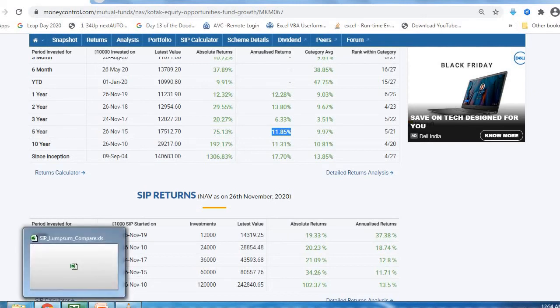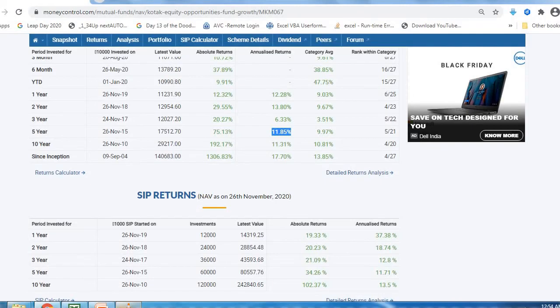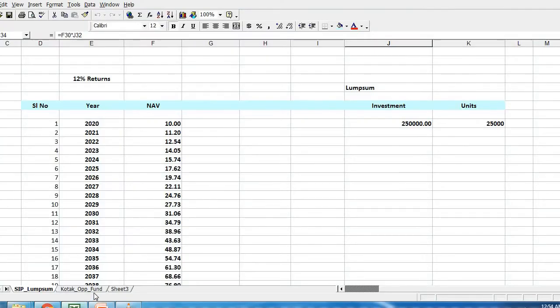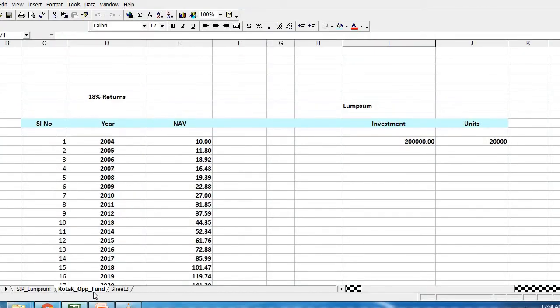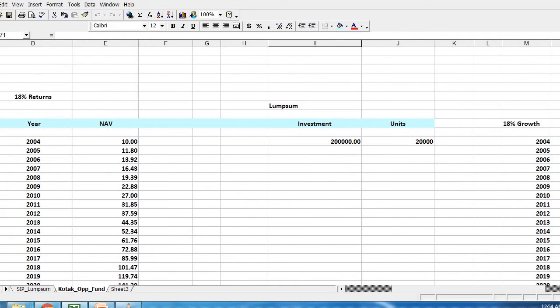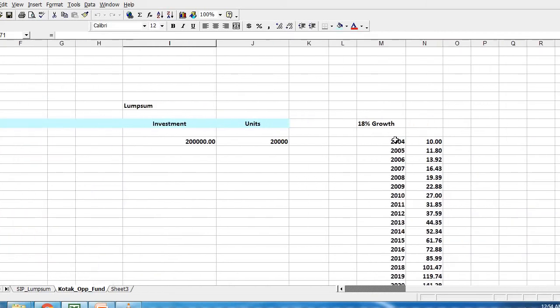I had prepared an Excel spreadsheet where I had taken this particular fund, that is Kotak Equity Opportunities Fund. The NAV is 140 rupees. The fund came with an NFO in 2004 at 10 rupees, and that particular fund now has an NAV of 140 rupees.